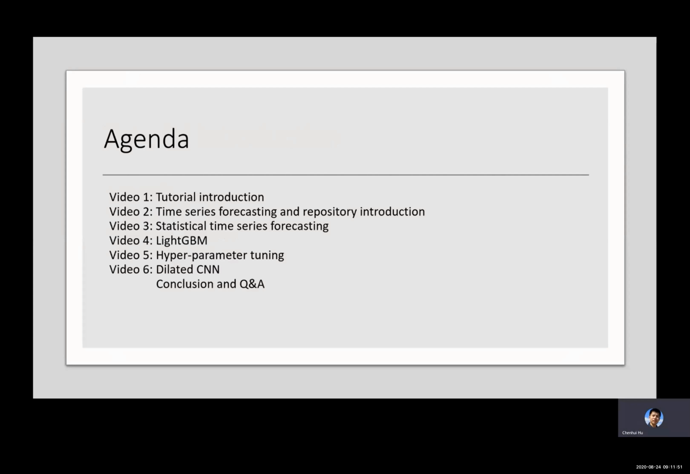This is the agenda of the tutorial. We start from the tutorial introduction, then we will go through the basics of time series forecasting and the content of the repository. Next, we will introduce statistical time series forecasting using AutoArima. After that, we will walk through how to build a LightGBM model and achieve accurate forecasts by hyperparameter tuning. Finally, we will further introduce a deep learning model that uses dilated CNN.